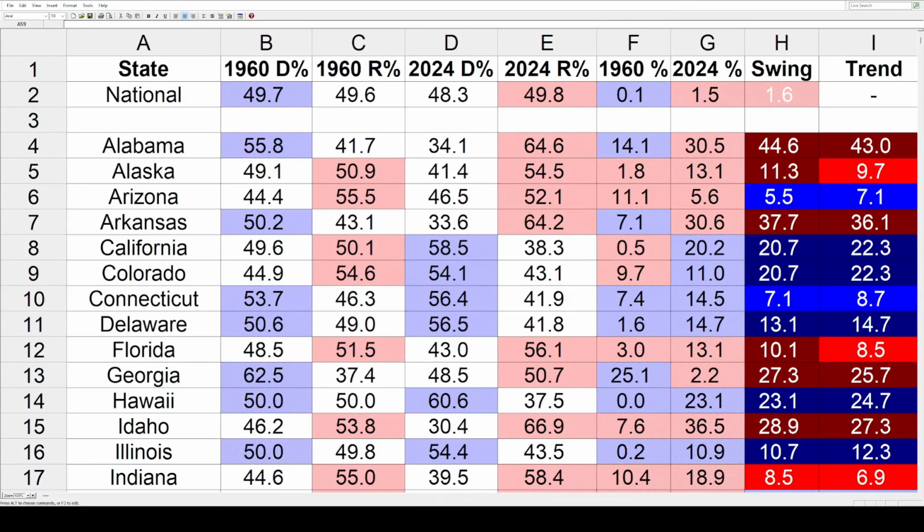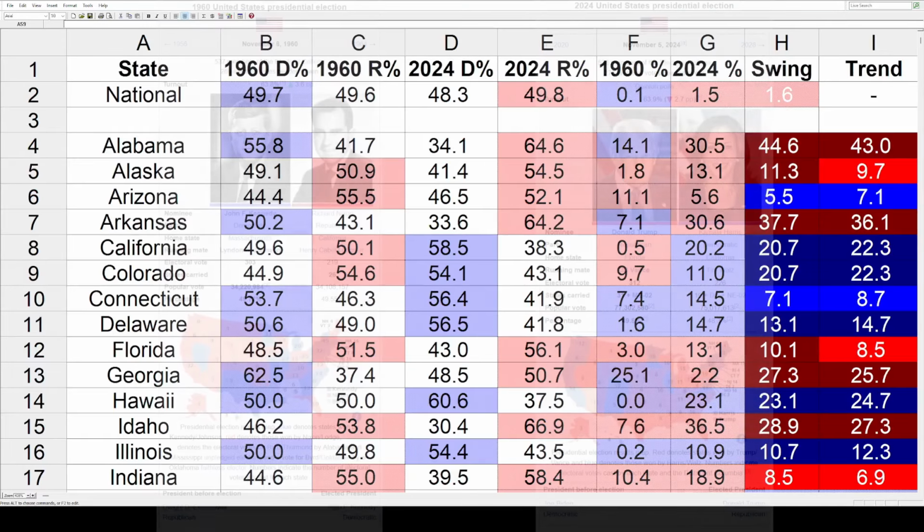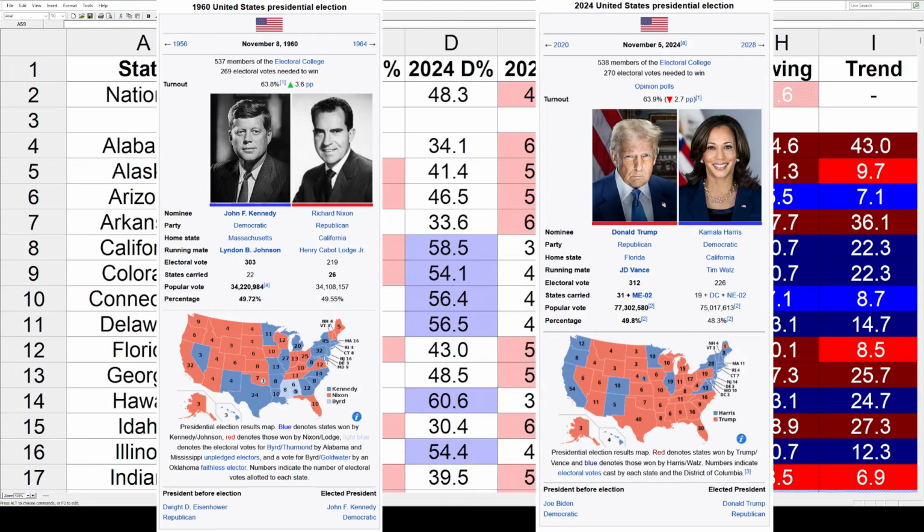But first, let's real quick run through these two elections. The one you're going to be less familiar with is 1960. John F. Kennedy won it with 303 electoral votes. He carried 22 states with 49.72% of the popular vote. Richard Nixon took the loss for the Republicans. He got 219 electoral votes, but he did win more states at 26, and his popular vote share was 49.55.